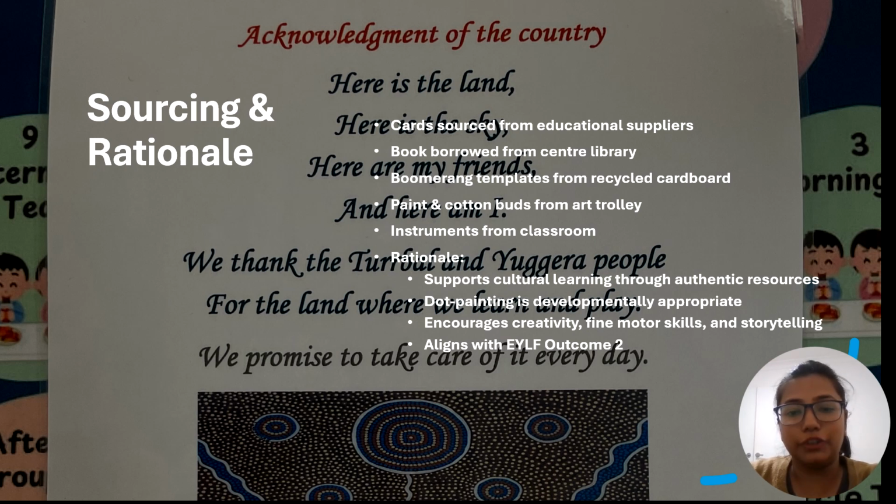The musical instruments were already available in the classroom. Justification for the choices of materials. Aboriginal symbols and animals help children to comprehend how First Nations people share stories through art. The book helped authentic representation and a cultural voice. Dot painting with cotton buds is suitable for development and invites children to explore art with respect when they pair traditional arts with other children.